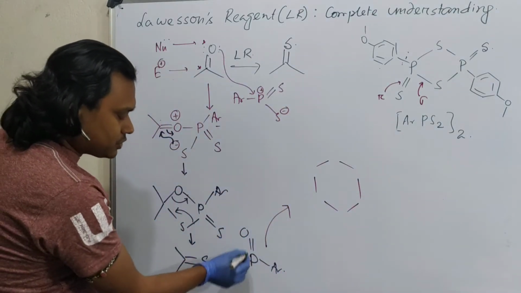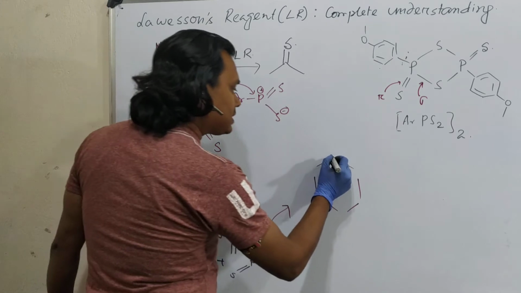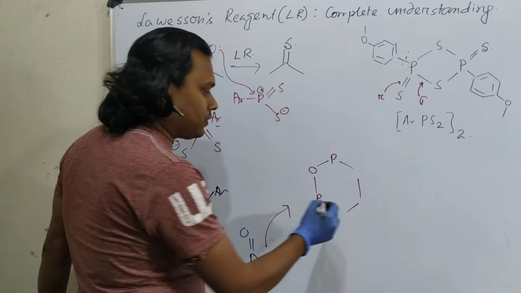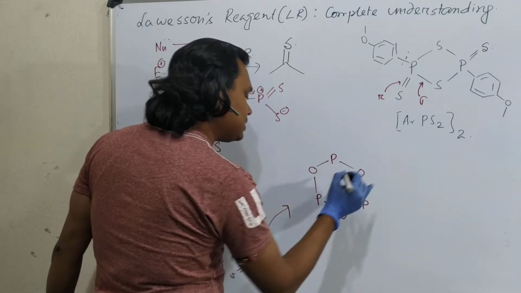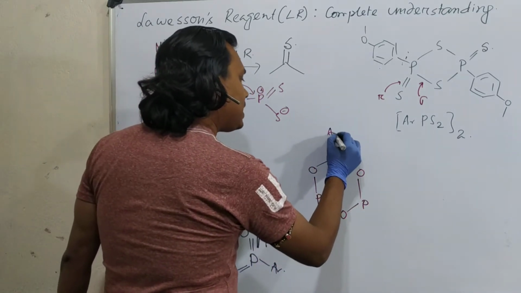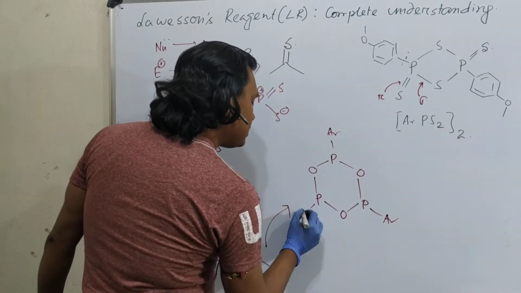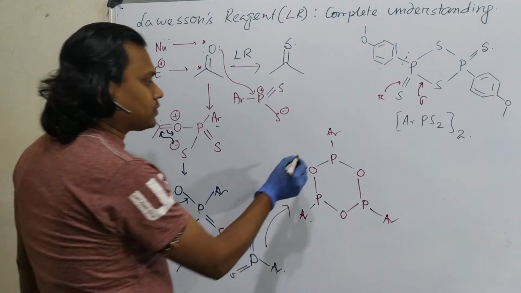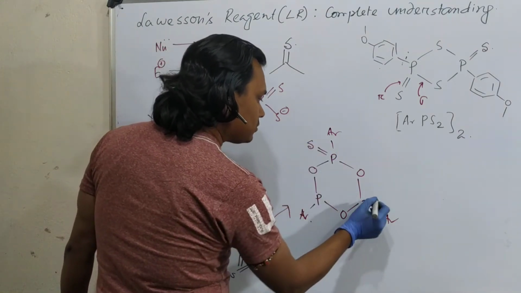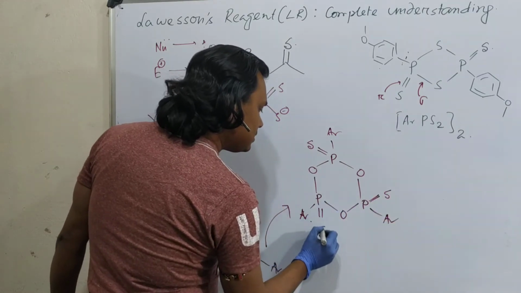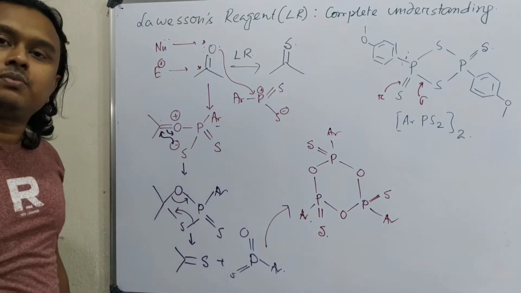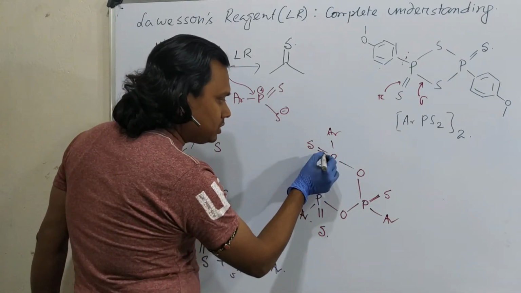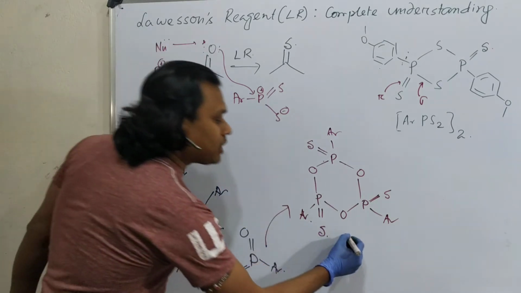So what happens? This phosphorus oxygen forms a bond. For example, if this is phosphorus, this is oxygen, you can write it this way: phosphorus, oxygen, phosphorus, oxygen. Now phosphorus is attached to Ar. Oxygen is only attached to phosphorus, no problem. Not only that, phosphorus is attached to sulfur also. So this is the actual structure of the trimer. See, it is also pentavalent. In this case also 1, 2, 3, 4, 5. So this trimer can also be represented.